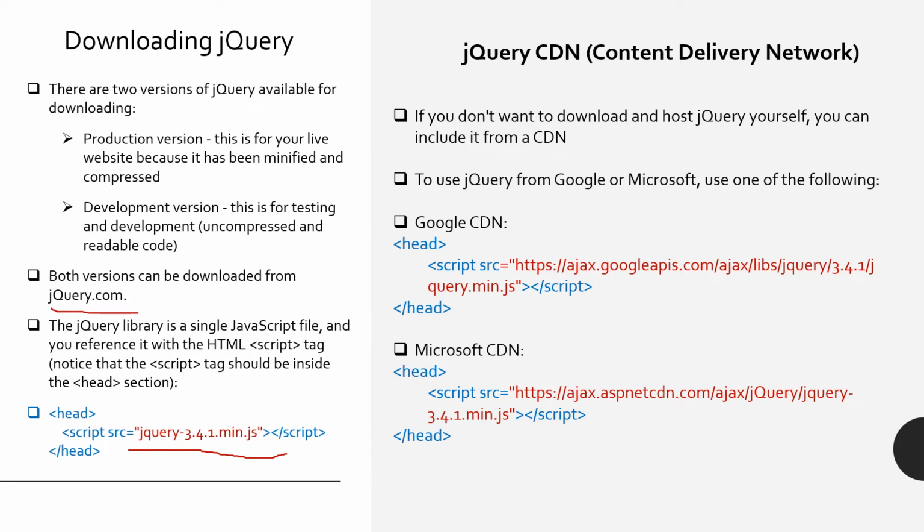Another possible way is we can use a CDN. CDN is nothing but a content delivery network of either Google or Microsoft. This is the CDN for Google and this is the CDN for Microsoft. Throughout the examples of this presentation, I use the Google CDN. This is how we include jQuery in our script.